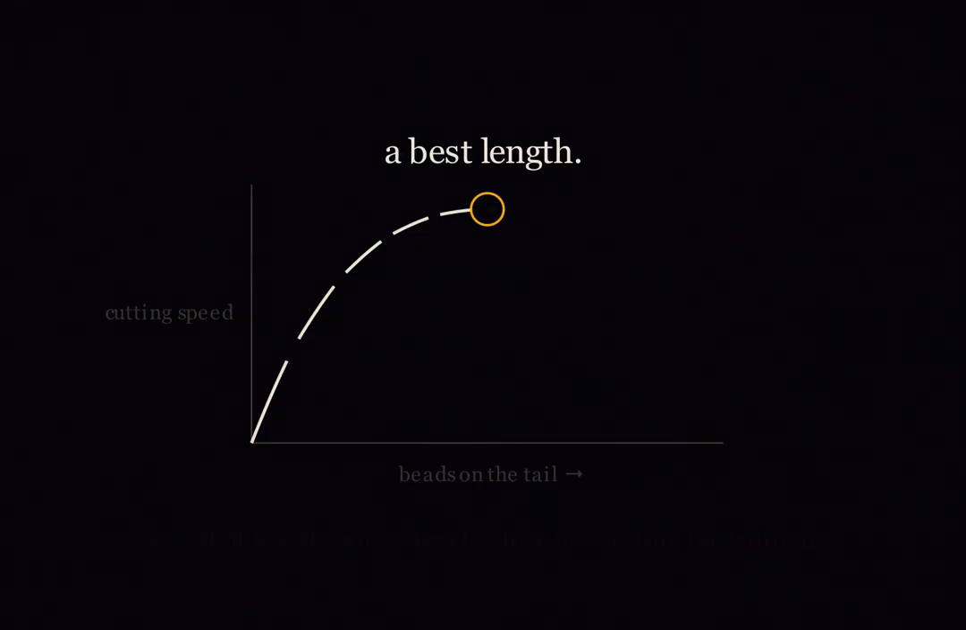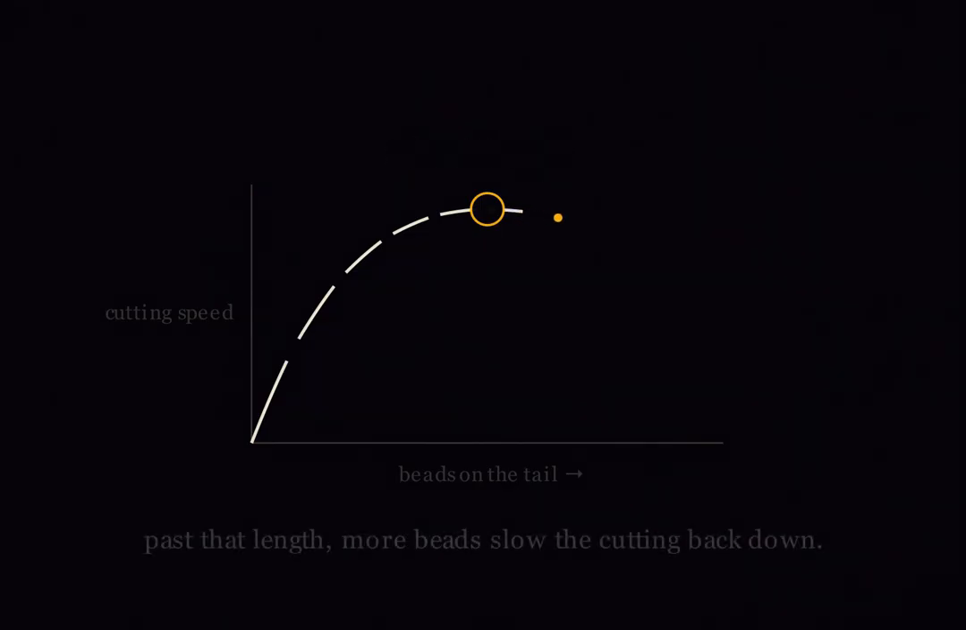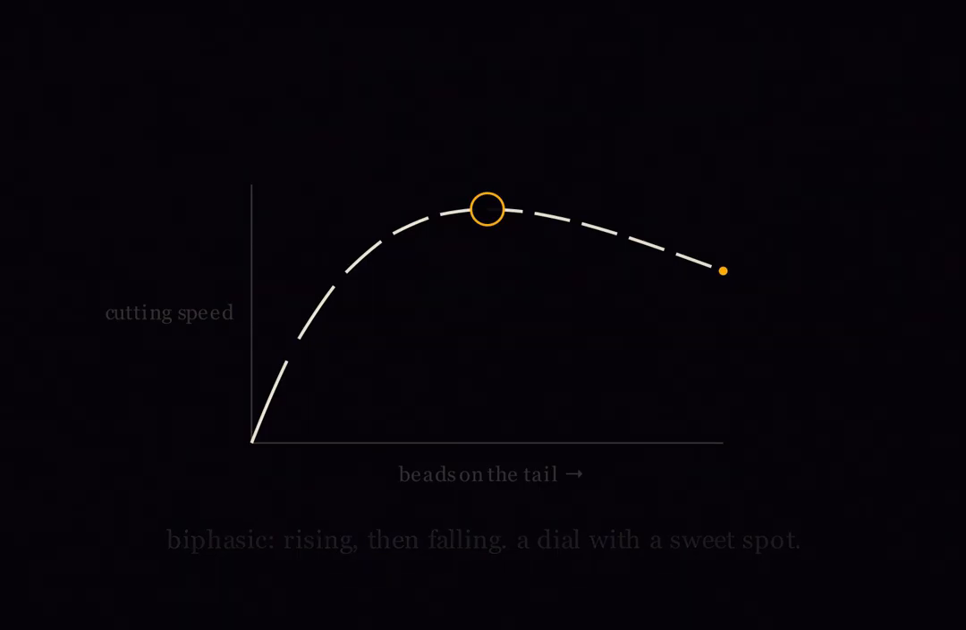The field's name for this shape is biphasic, rising, then falling. The spoken name is simpler, a dial with a sweet spot. Why the cutting falls past the optimum is still argued over. The honest state of the record is that the rising arm is measured, the falling arm is measured, and the cause of the fall is not yet settled. The dial stands either way.